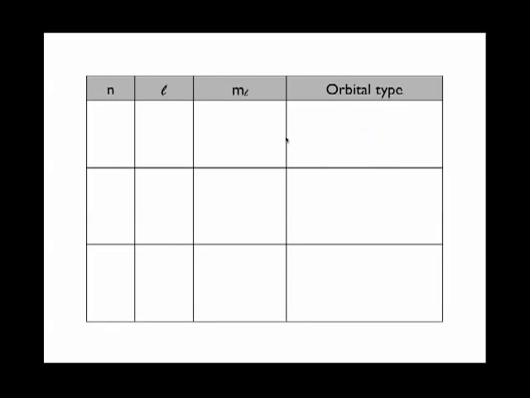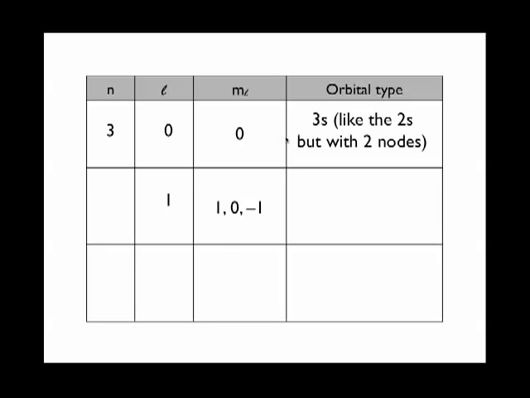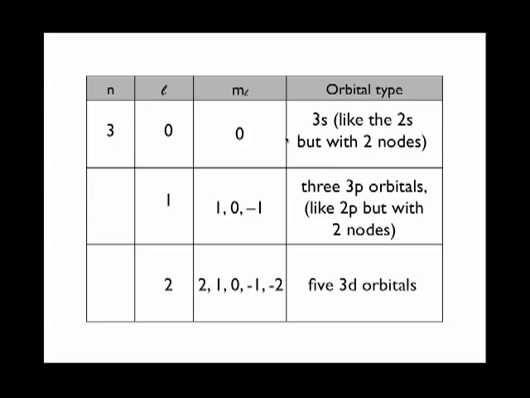In n equals 3, l can still equal 0, m sub l 0, and the 3s orbital would be like the 2s, but now it has 2 nodes, so it's bigger. l can also equal 1 in the n equals 3 shell, which means that there are 3 allowed values of m sub l, and these 3 values are the 3 p orbitals, just like the 2p. But it's not important for our purposes that you memorize the structures of the d orbitals.